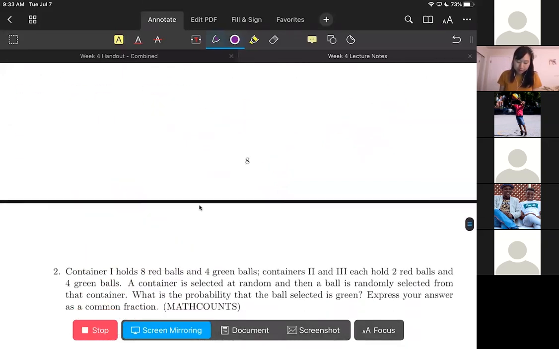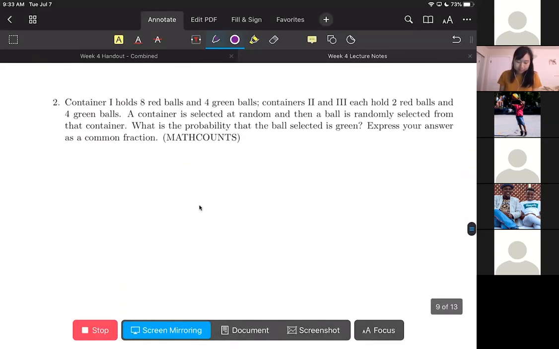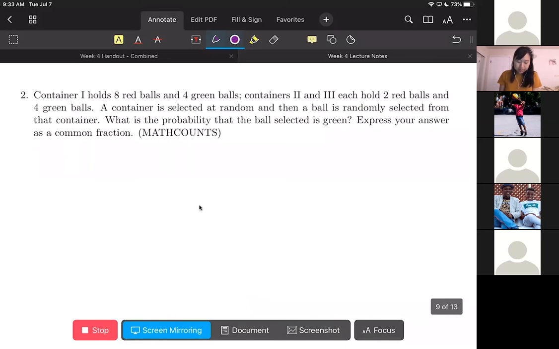All right, let's try another one. It's a different type of probability problem, but again, here's one where casework can help us. So this one says container 1 holds 8 red balls and 4 green balls. Containers 2 and 3 each hold 2 red balls and 4 green balls. A container is selected at random, and then a ball is randomly selected from that container. What is the probability that the ball selected is green? And then here we see express your answer as a common fraction.